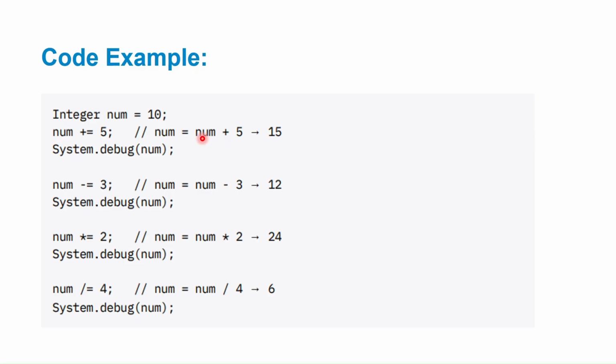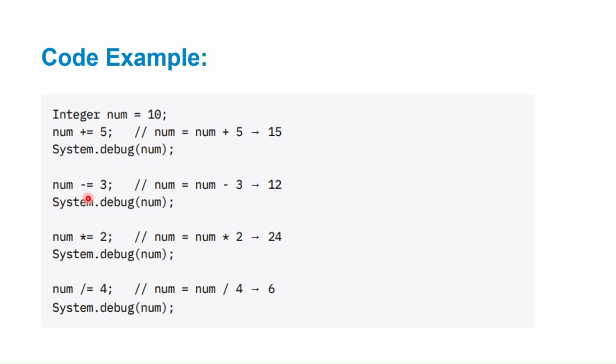So here, what is the value of num? The num value is 10. 10 plus 5 is 15. So the answer 15 will be stored in num. Instead of writing this syntax, which is a bit long, we can simply do this: num plus equals to 5. Whatever the value present in num, it will add 5 to it, and whatever the answer comes, it will store into num. So if you print the num variable, it will return 15.